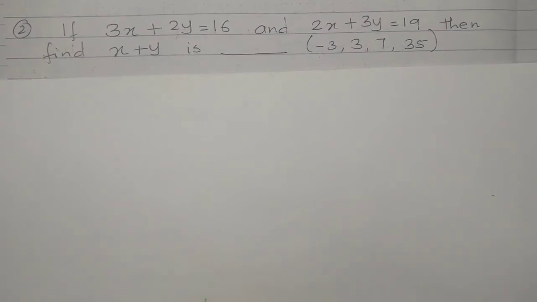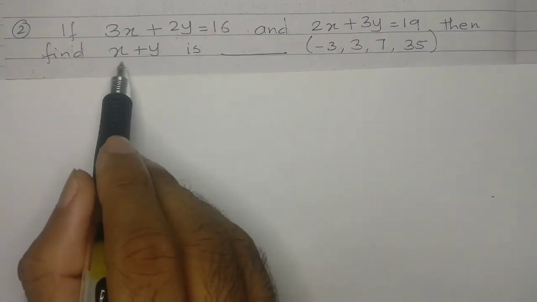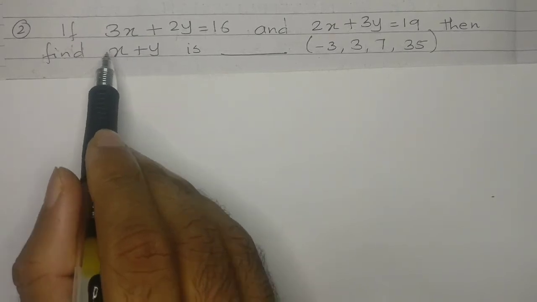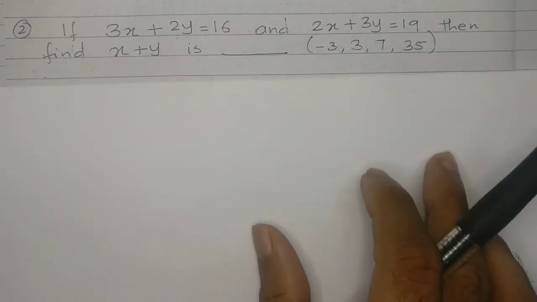Second one, if 3x plus 2y equals to 16 and 2x plus 3y equals to 19, then find x plus y. Options are minus 3, 3, 7, 35. Now in this case, whenever you are asked to find out x plus y, all I will do is, irrespective of what are the coefficients, I'll straight away add them.